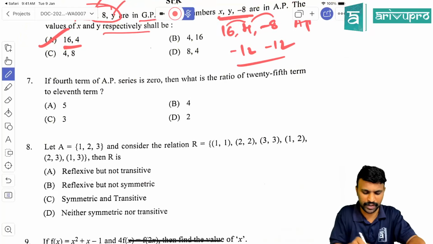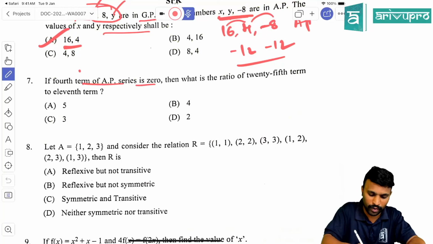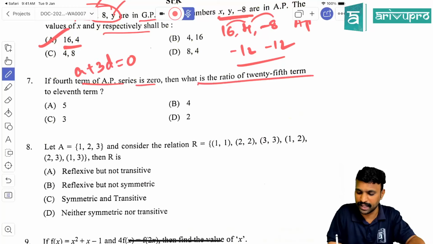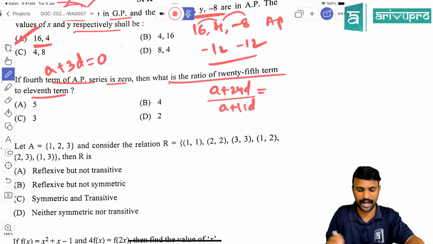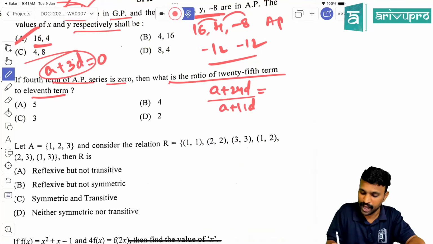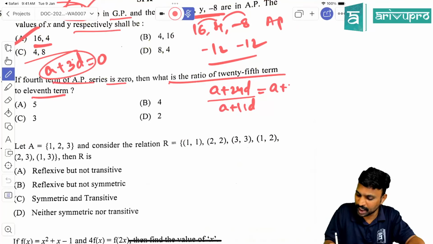Guys, moving on to the next question. The fourth term of an AP is 0. What is the fourth term of an AP? A plus 3D. That is equal to 0. What they are asking is the ratio of the 25th term. What is the 25th term, guys? A plus 24D, and the 11th term, that is A plus 10D. Guys, let's try to express numerator and denominator in terms of A plus 3D. So how do I write A plus 24D in terms of A plus 3D?